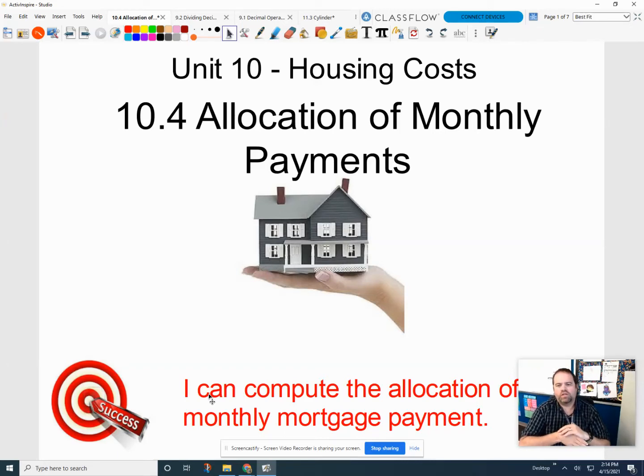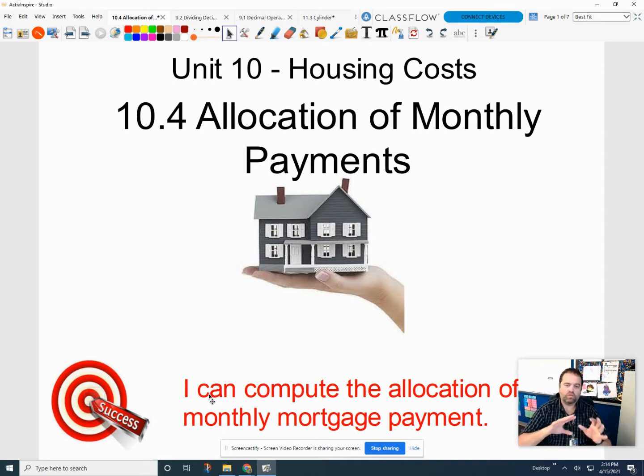So today I wanted you guys to try and figure out how much of your monthly payment goes towards interest and how much of it goes towards principal, or the money you actually borrowed. When you start making these payments, a certain portion of it goes in different directions. Like you make your payment of $700, it might be $500 goes towards the interest of your loan and $200 goes towards the loan.